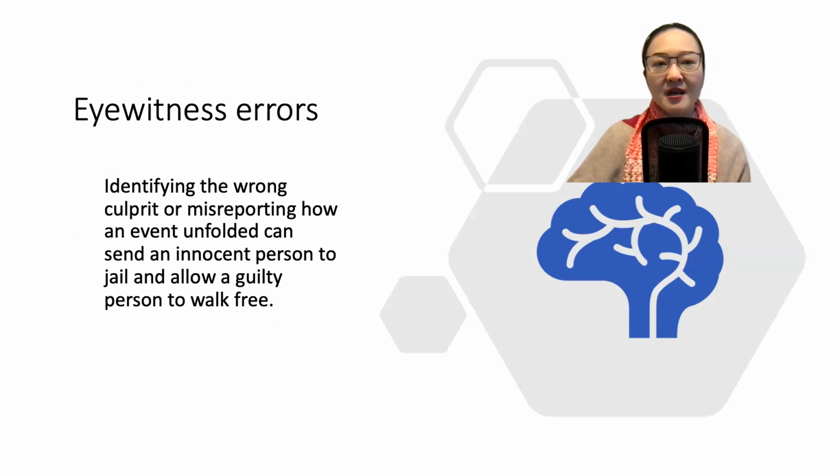Eyewitness errors. Identifying the wrong culprit or misreporting how an event unfolded can send an innocent person to jail and allow a guilty person to walk free.